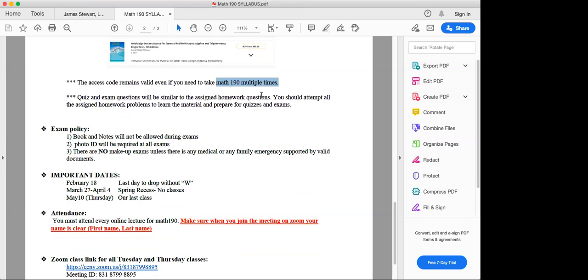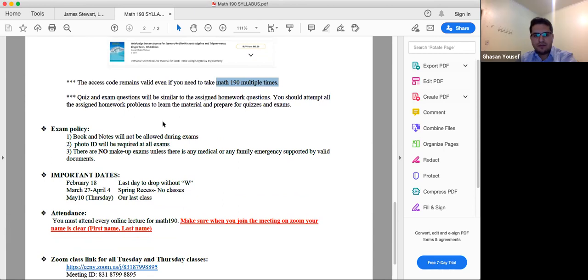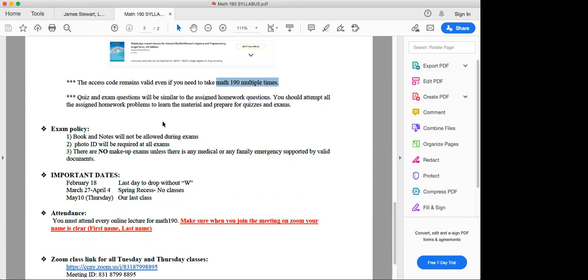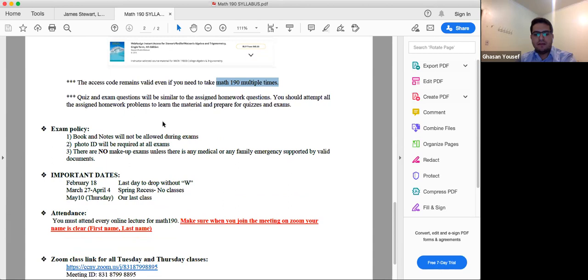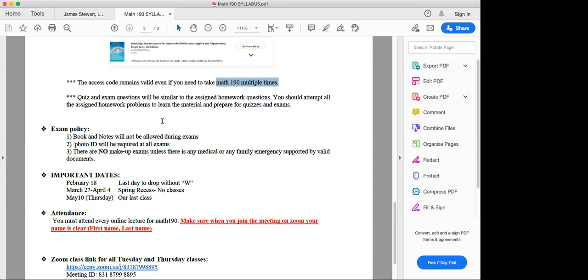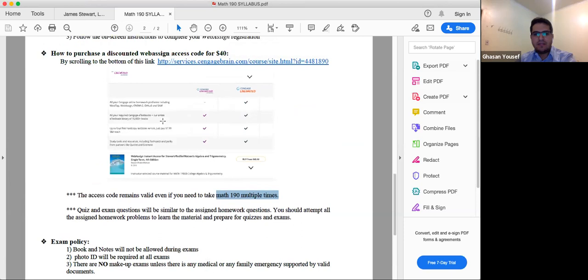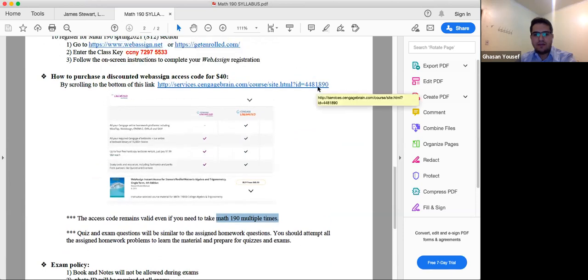Any questions so far? I have another question. When I'm entering the CCNY key link, it's not allowing it. It's telling me it's invalid. Invalid? Have you taken this course before? No. Can you check another email? Also check another email and use this link and see if you can still get the $40 discount. If you cannot, I will give you an email and you can call or email WebAssign and they can help you get the $40 discount.